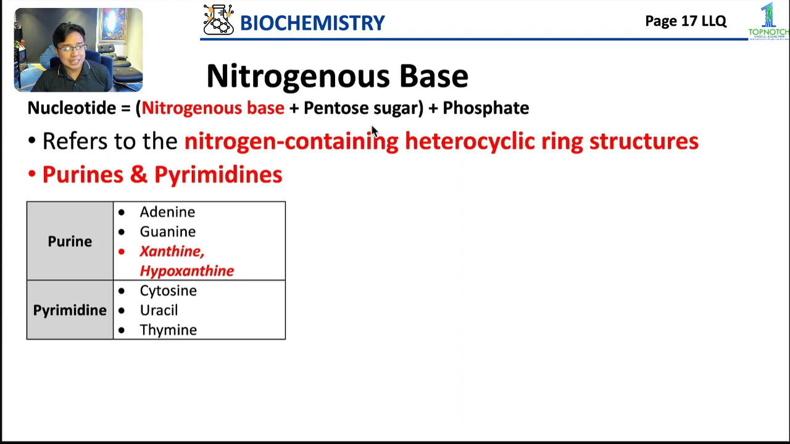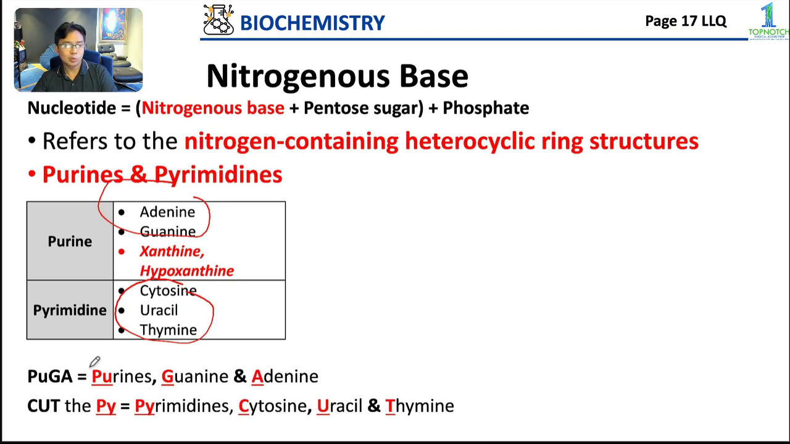The base refers to the nitrogen-containing cyclic structures. They are purines and pyrimidines. We have 4 major purines in the body and 2 major pyrimidines. However, among purines, only adenine and guanine participate in nucleic acid formation. Xanthine and hypoxanthine are intermediates of purine metabolism. Now, we actually have 3 major pyrimidines rather: cytosine, uracil, and thymine. Take note of these components.